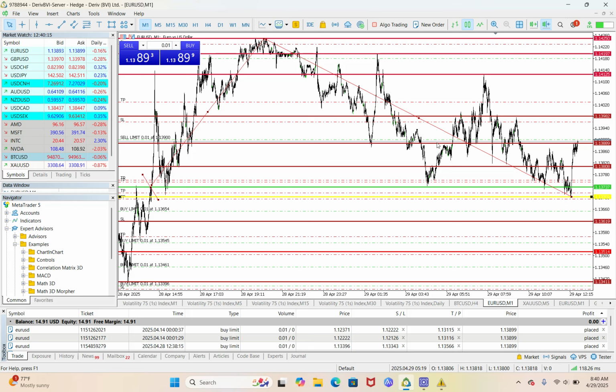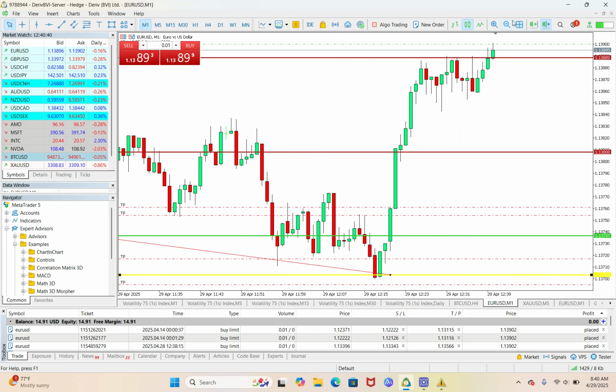You have to be able to quantify the areas where buyers and sellers intersect each other. Quantify your zones, your structure, and just trade until you're good at it. Then you'll be able to make money.